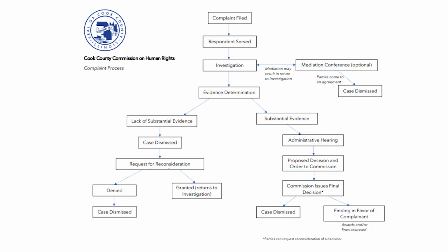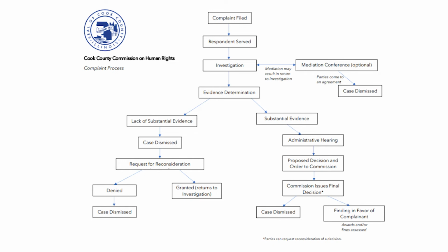After the investigator completes the investigation, an evidence determination is made that results in either a finding of a lack of substantial evidence to support the validity of the complaint or a finding of substantial evidence that supports the complaint. If a lack of substantial evidence is found, the case is dismissed and the complainant is able to submit a request for reconsideration if the complainant believes that the case should be further investigated.